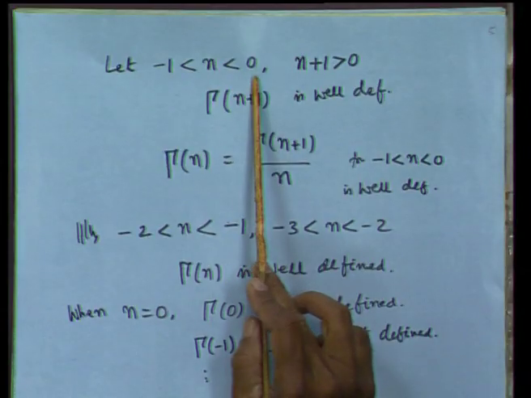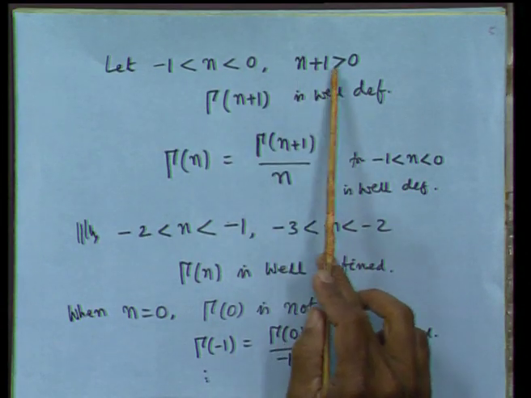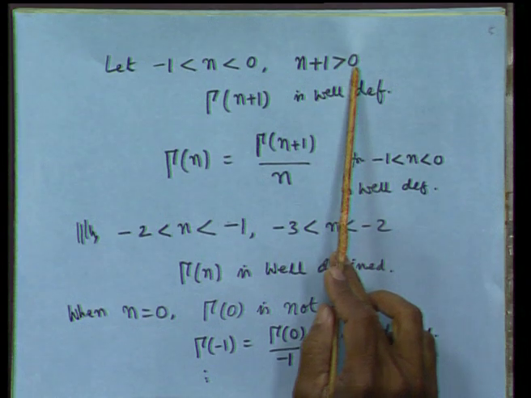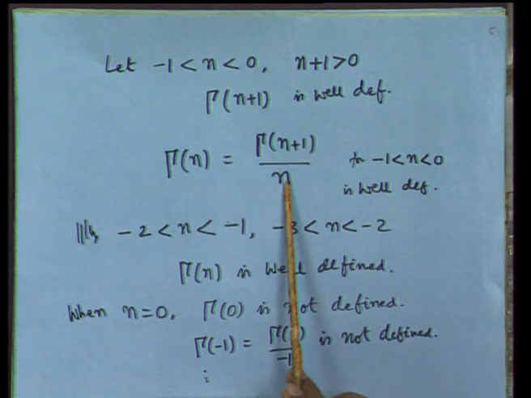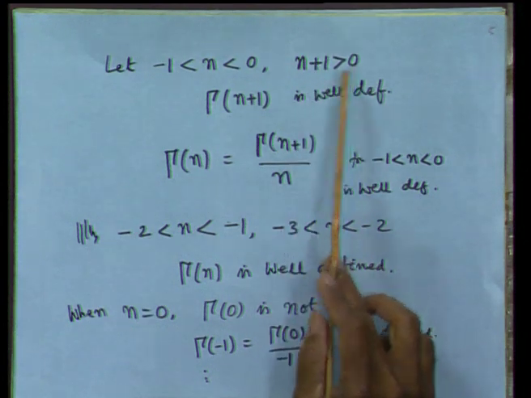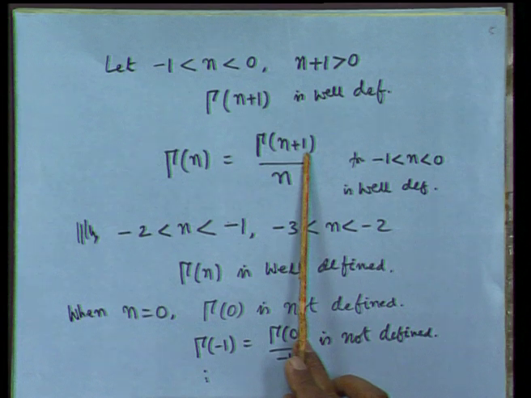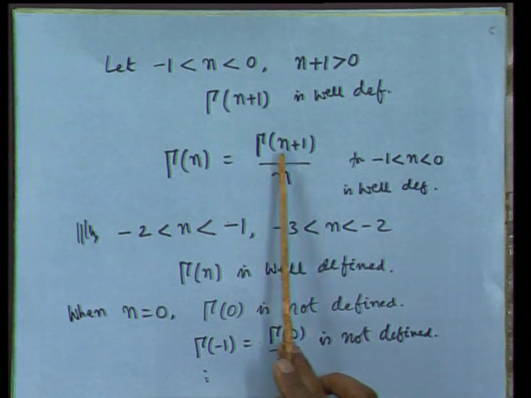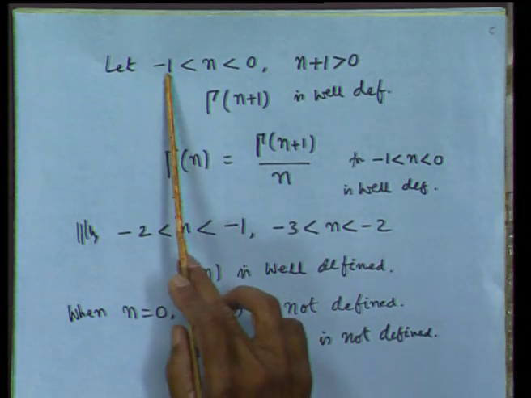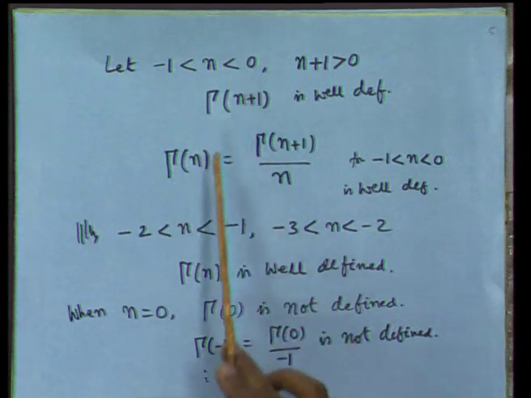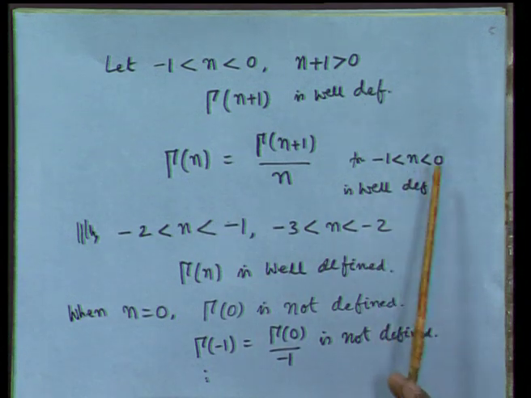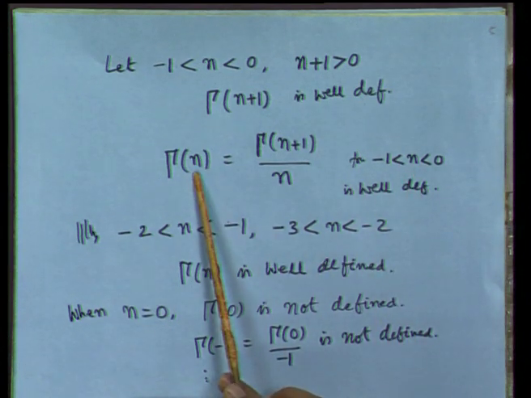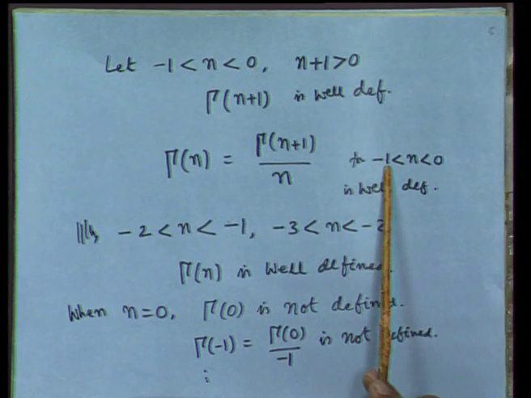Now, for n between minus 1 and 0, n plus 1 is greater than 0. So gamma n is equal to gamma of n plus 1 divided by n. When n plus 1 is greater than 0, gamma of n plus 1 is well defined. So gamma of n plus 1 by n, when minus 1 is less than n less than 0, is well defined, and gamma n is well defined. So you have extended the definition of gamma n to the values between minus 1 and 0.